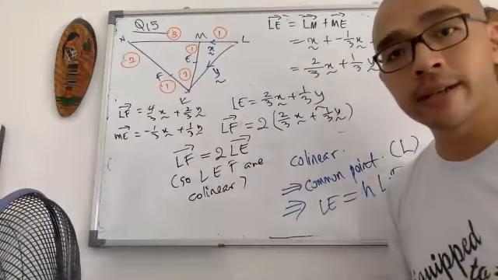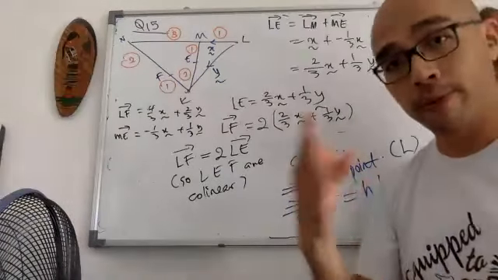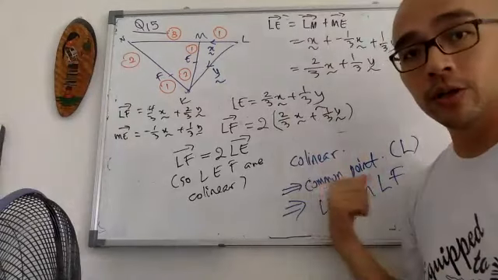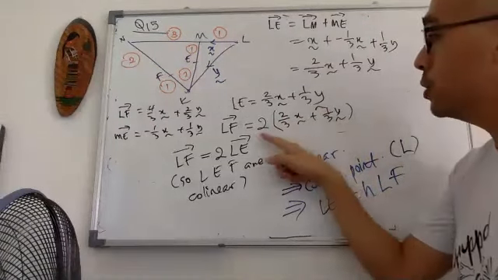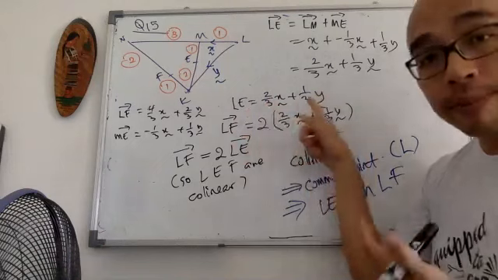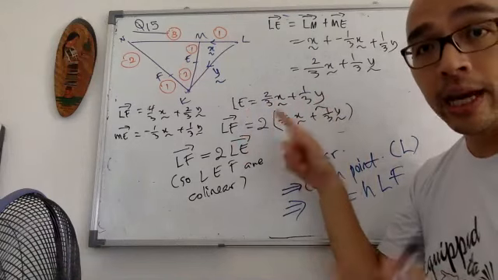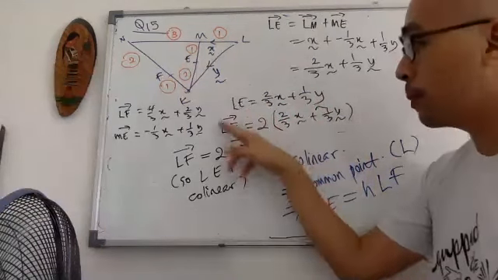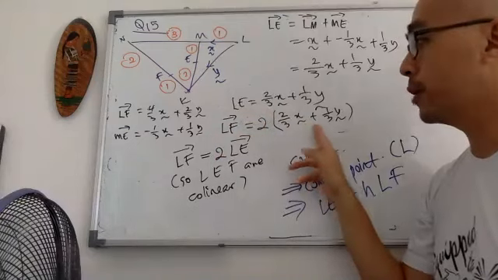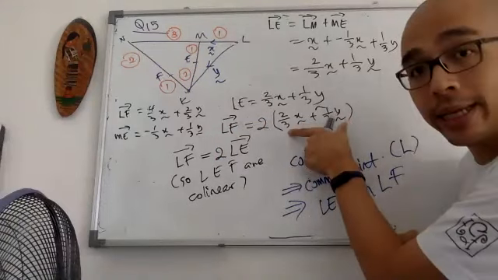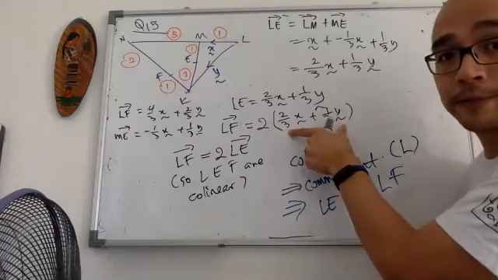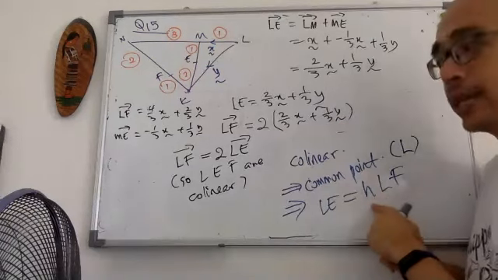I'm purposely answering this question because to prove that 3 points are collinear, we always use this method. We try to get a simple vector, and then we try to express the complicated vector in terms of the simple one. If you can find that you can substitute LE in here, then they are collinear, in which case H equals F.